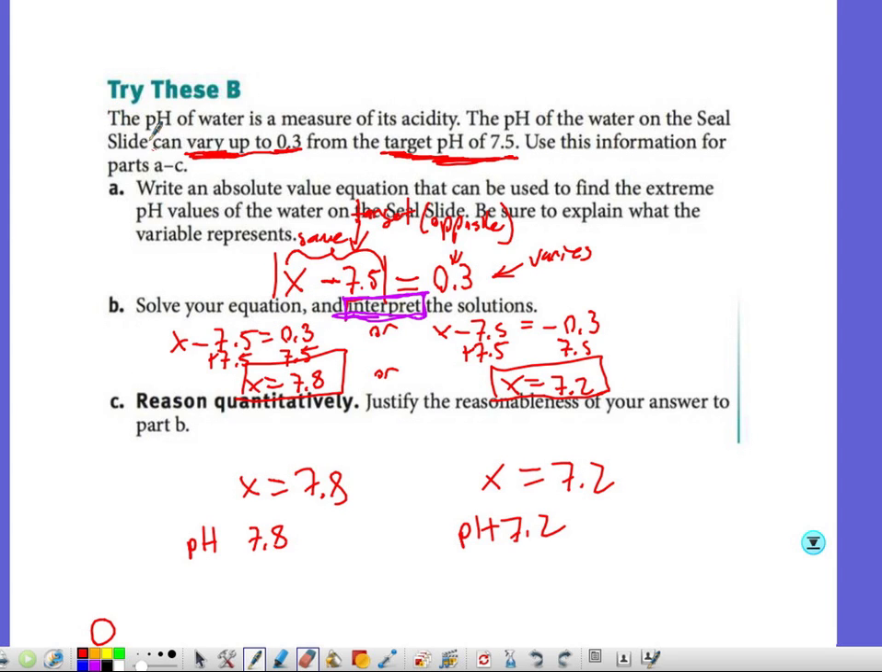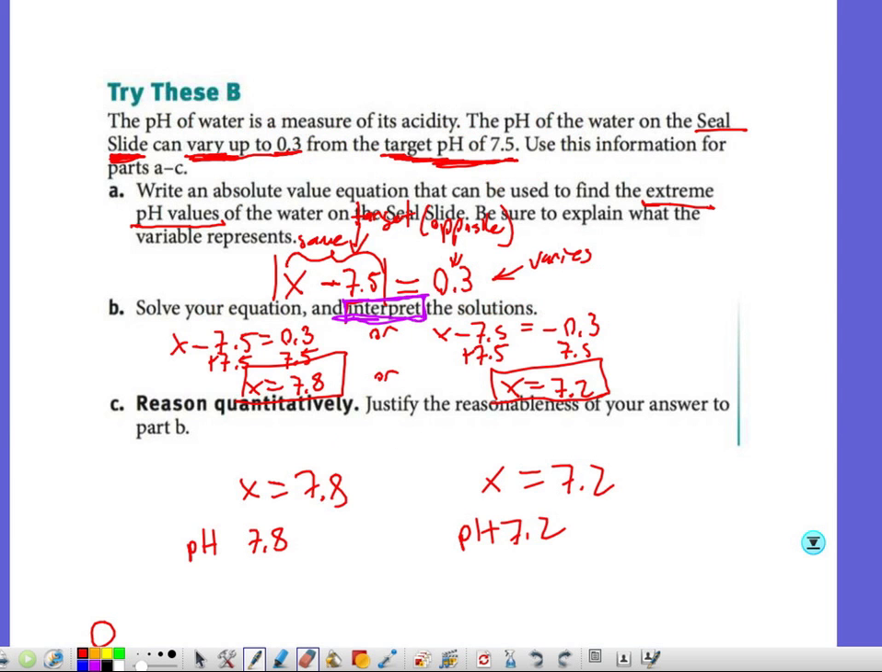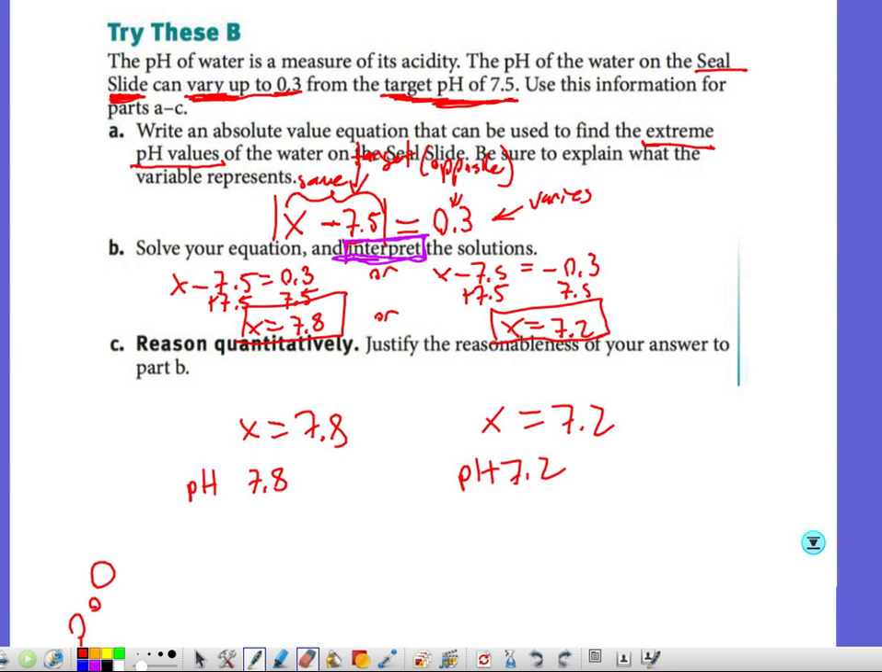Okay, so we need to look at the details here. The pH of water is a measure of its acidity. The pH of water on the CO slide, well, we're starting to get somewhere. On the CO slide can vary up to 0.3 from the target pH of 7.5. So we're talking about the CO slide and the acidity of the water. Those two numbers, if we look at part A, are the extreme pH values. So now we have some information here. Let's go ahead and create a sentence.